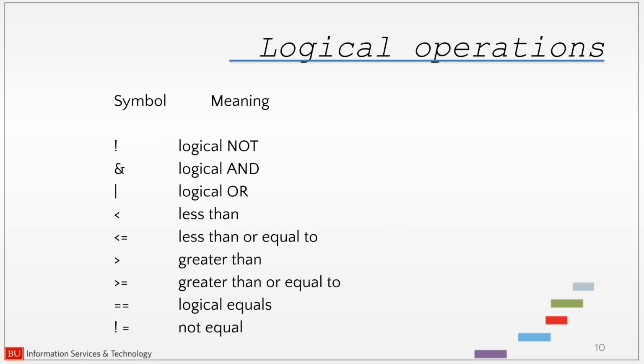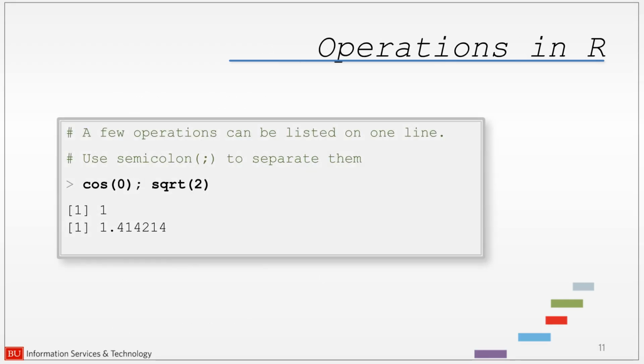R supports several logical operations, including NOT and OR, less than, greater than, equal to, and not equal to. You can list a few operations on one line using a semicolon as a separator. For example, calculating the cosine of 0 and the square root of 2 on the same line.